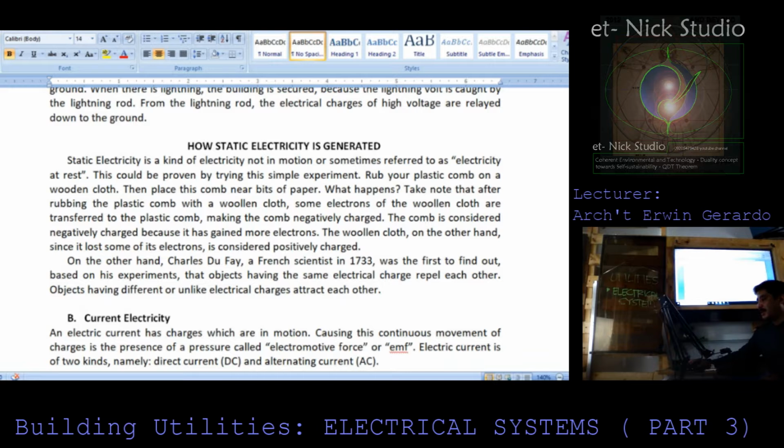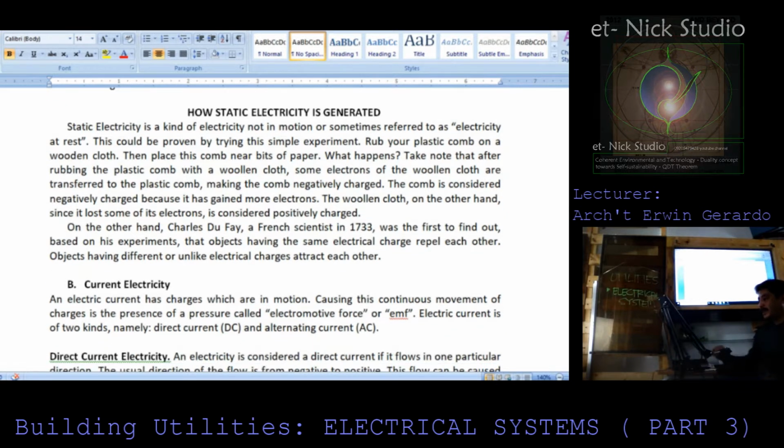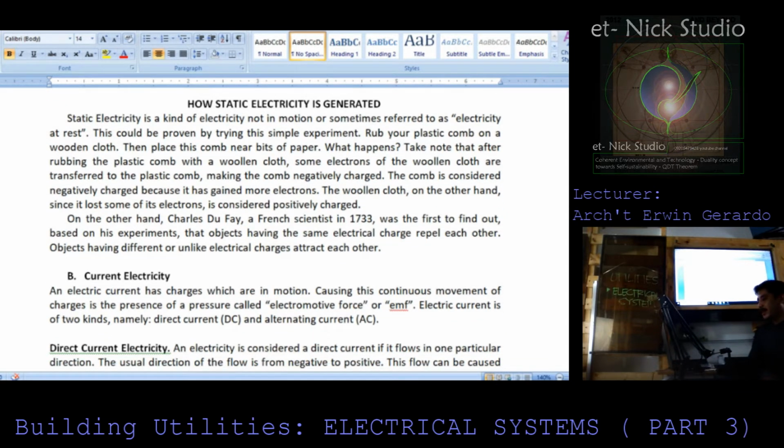How static electricity is generated. Static electricity is a kind of electricity not in motion, or sometimes referred to as electricity at rest. This could be proven by trying this simple experiment. Rub your plastic comb on a woolen cloth, then place this comb near bits of paper.